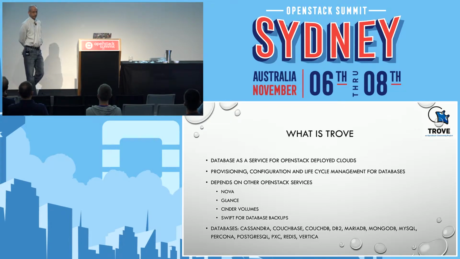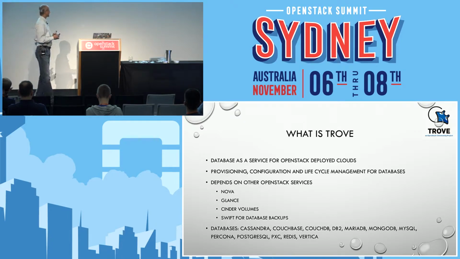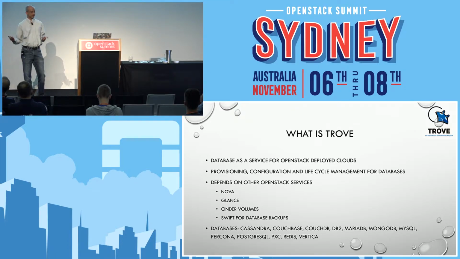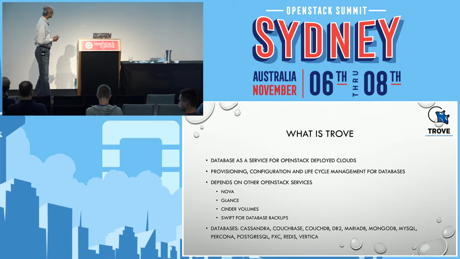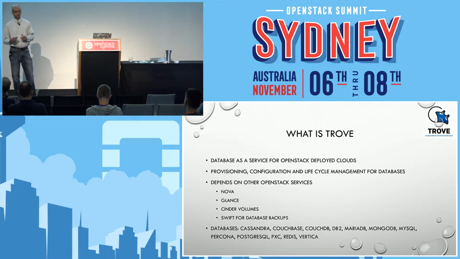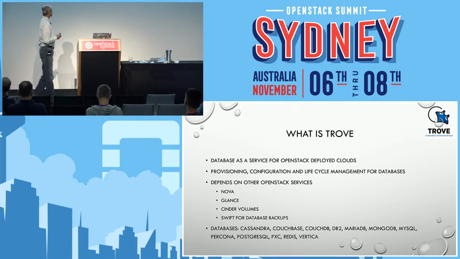So what is Trove? Trove is database as a service for OpenStack clouds. It does the provisioning of databases. It does configuration management of a whole bunch of database instances. And it provides a mechanism or an infrastructure to manage the lifecycle of a database. So it's not just the initial deployment, but it lets you resize the instance, resize the volumes that back the database, all the way down to tearing down the instance.